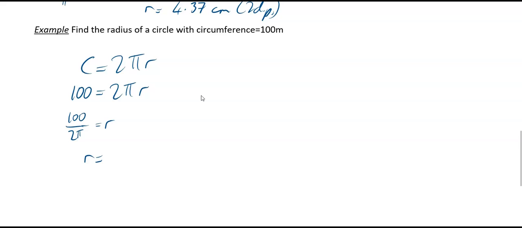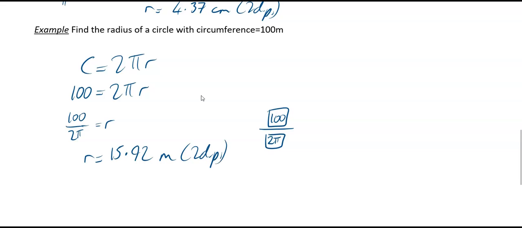So on my calculator, I'm using my fraction button, putting 100 into the first box and then 2 and pi into the second box. So fraction button, 100, bottom box is 2 and pi, press equals, and I got 15.91549431, so 15.92, and the units are going to be meters, and that's to 2 decimal places.